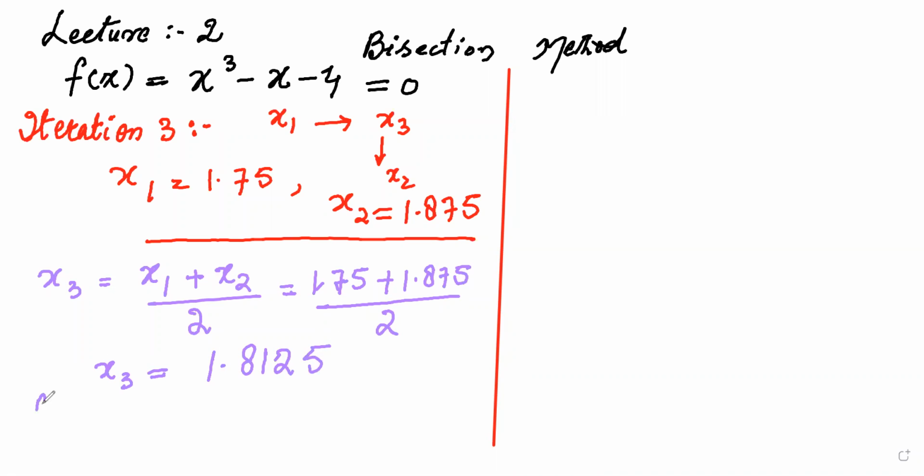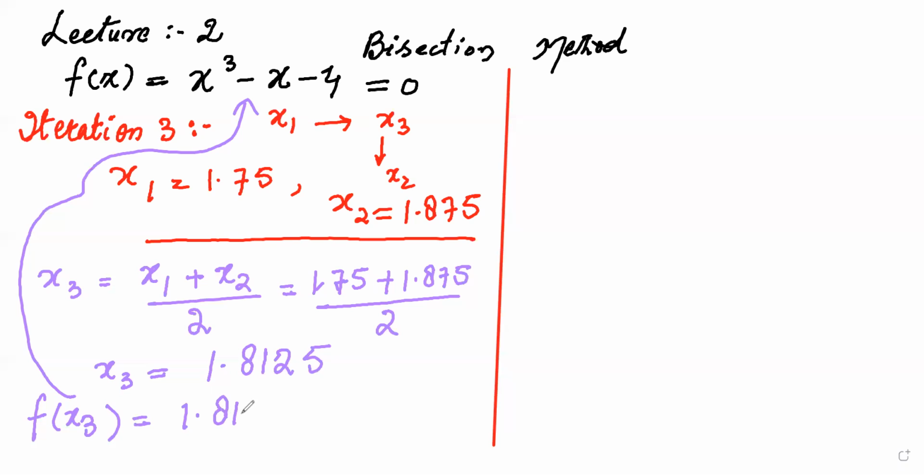Now what I have to find is f of x3, as I am doing. So f of x3 is, substituting x3 back in this equation, 1.8125 cube minus 1.8125 minus 4. Fine, and f of x3 comes out equal to 0.1418.